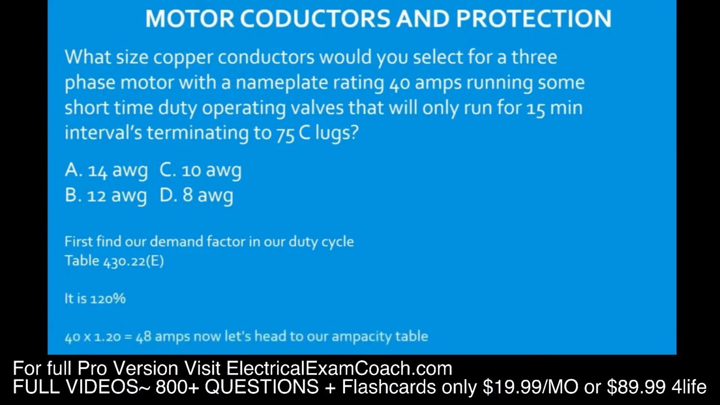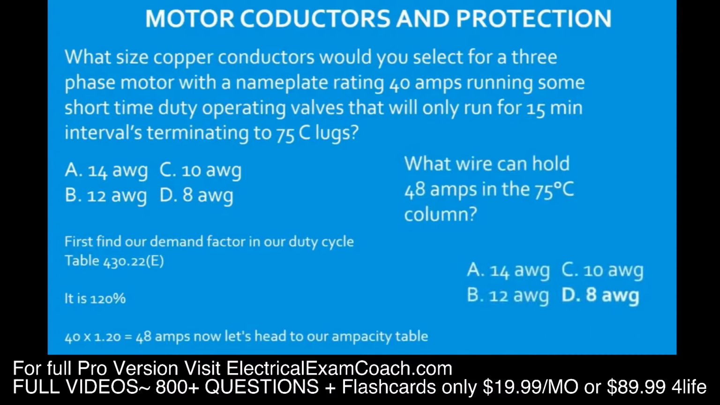Then we take our original 40 amps and multiply it by 1.20. Now we have 48 amps. Let's head to our ampacity table and find a wire that will hold 48 amps in the 75°C column on the copper side. In this case, we're going to select D.